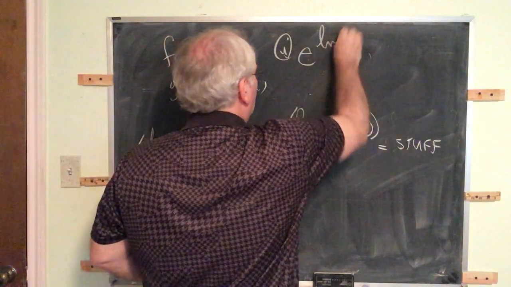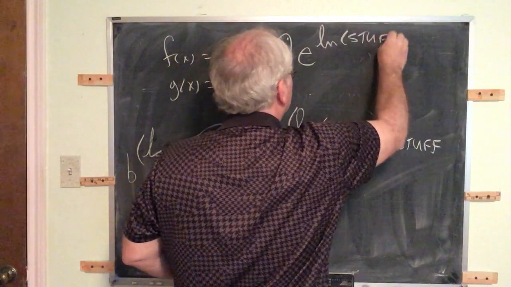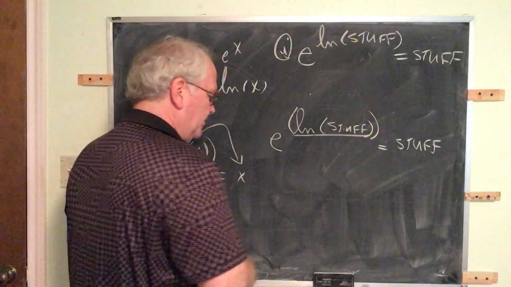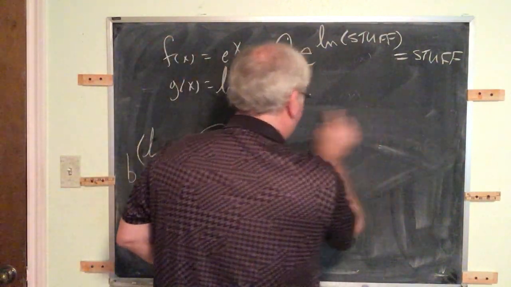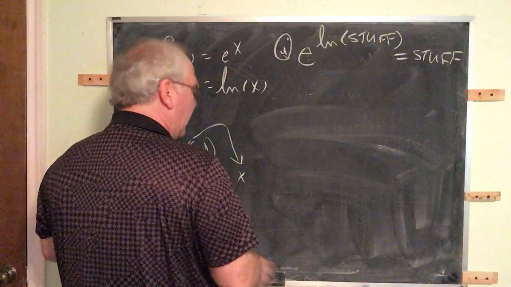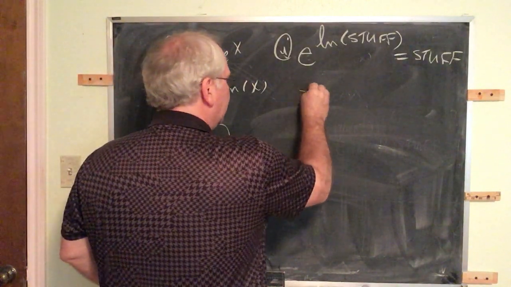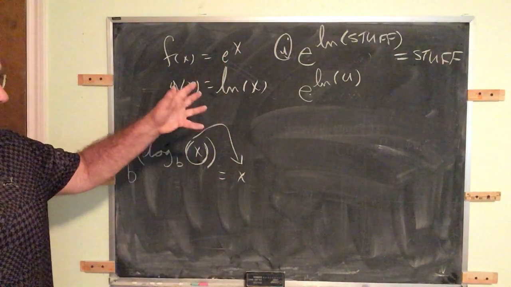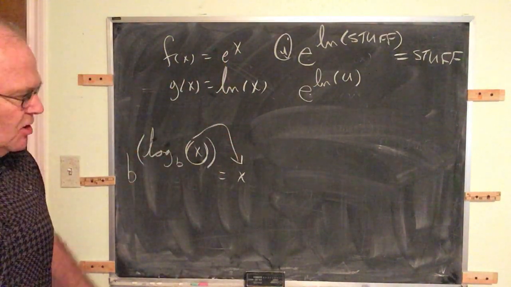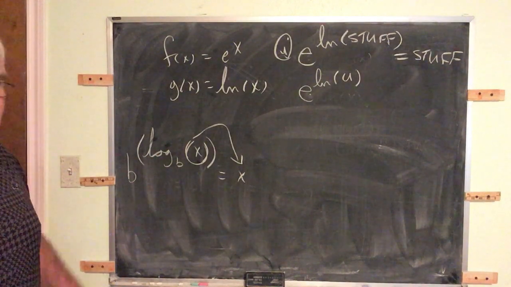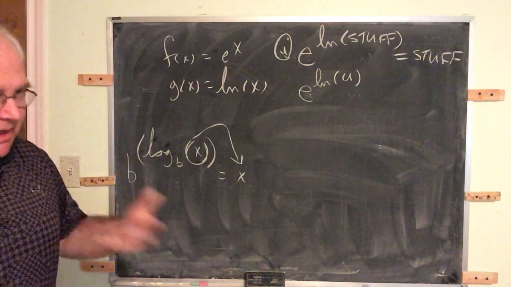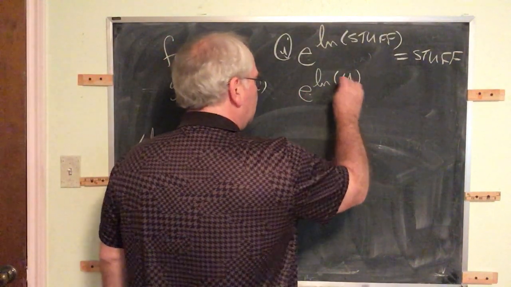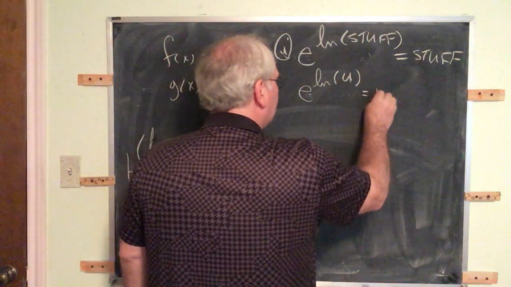E raised to the natural log of something is the something. Now, to make this look a little more official, the way you would typically write this is e to the natural log of u. For whatever reason, the variable u is used in textbooks to represent a generic expression. It has to do with some things you'll encounter in calculus. So e to the natural log of u, e to the natural log of the stuff, is the stuff.